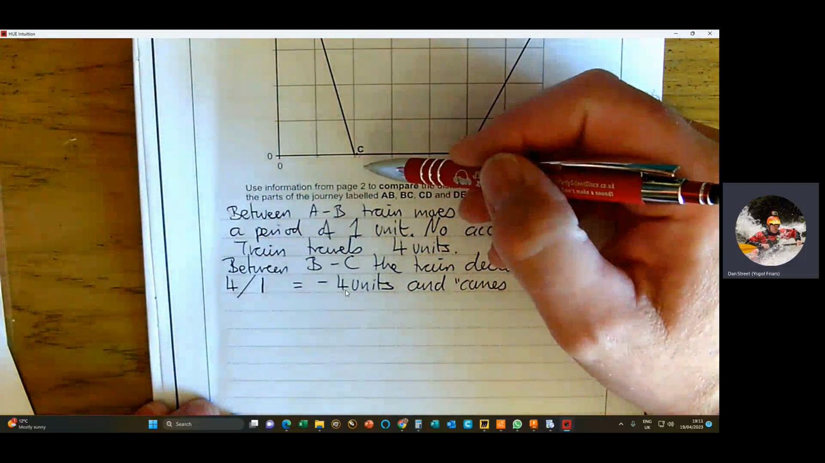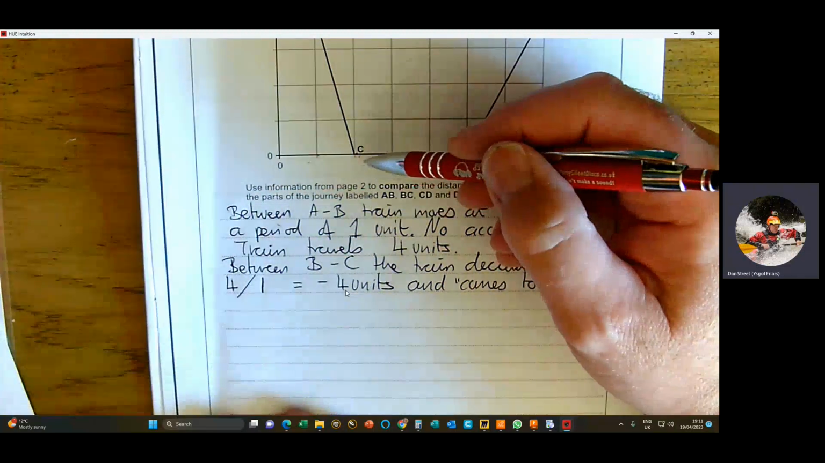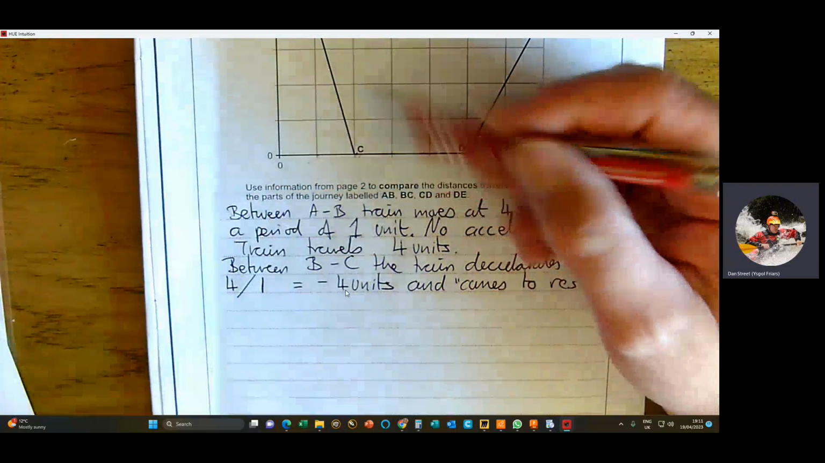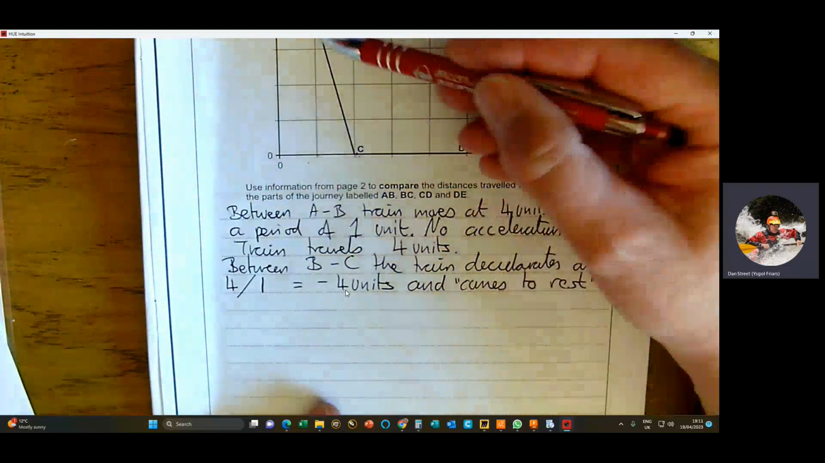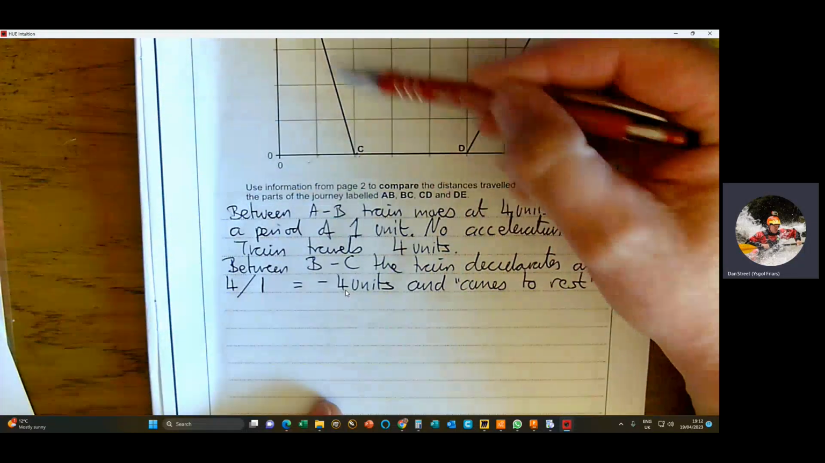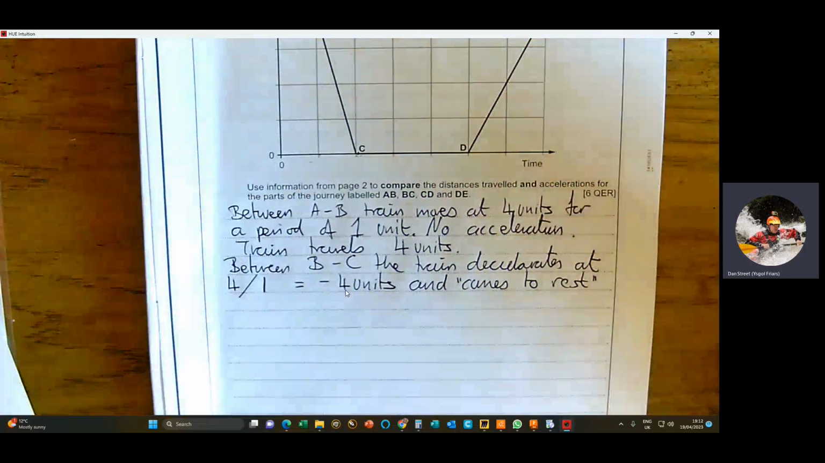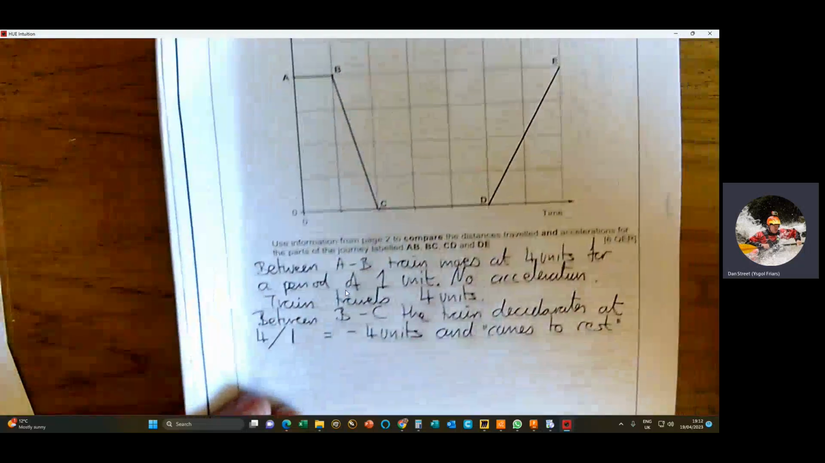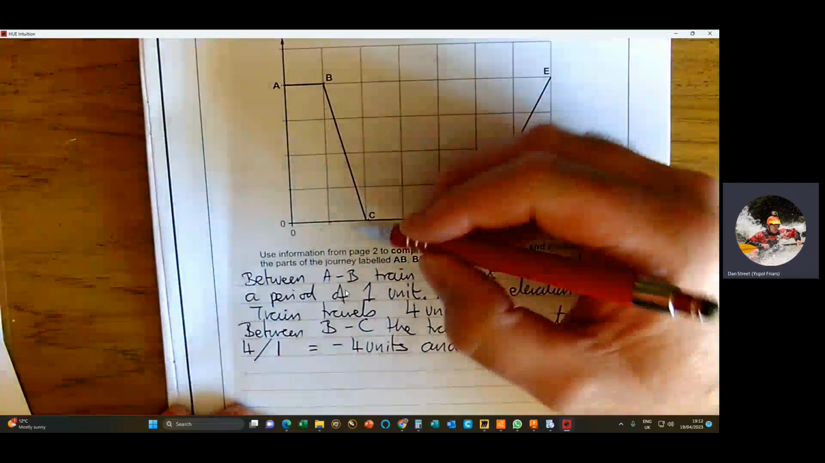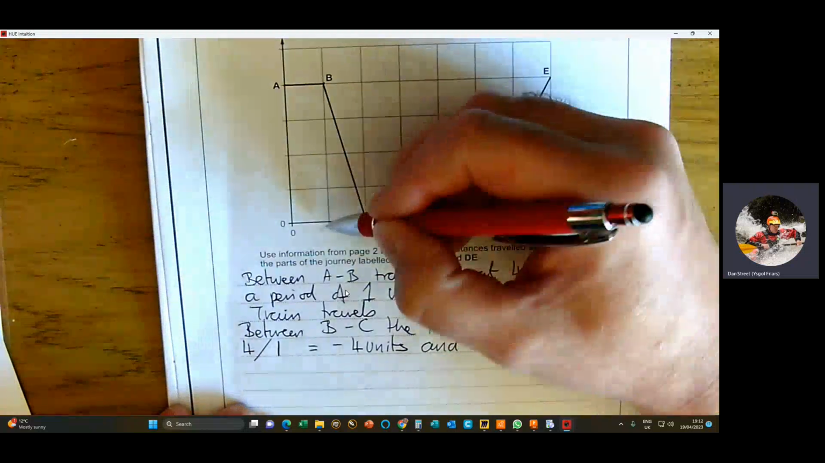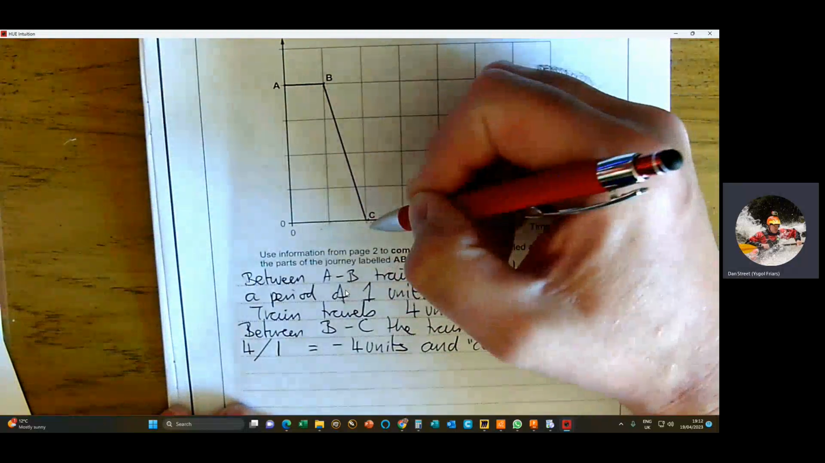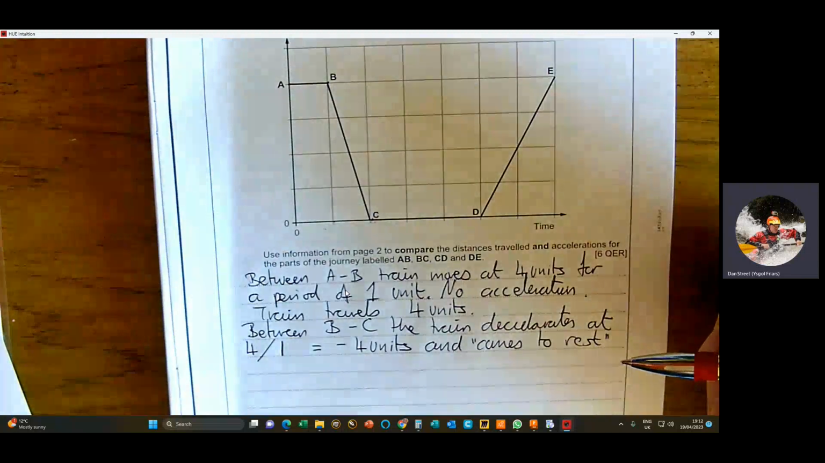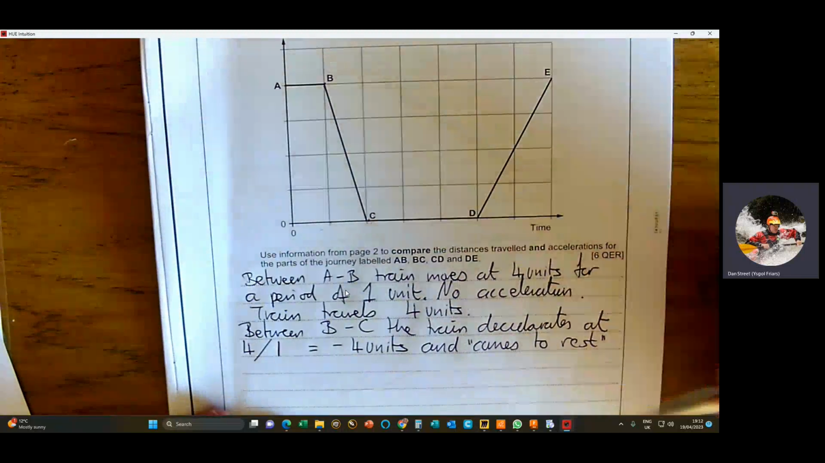And that covers the deceleration. What it doesn't tell us is the distance travelled. So the distance travelled now, we can treat this as a triangle. And from your maths lessons, you know that the area of a triangle is half base times height. So the base is 1 and the height is 4. So 1 times 4 is 4, and half of that is 2.